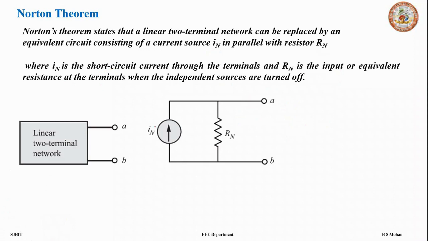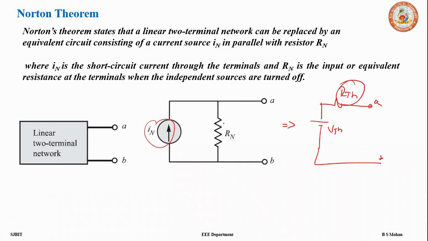As you can see, we have two terminals with In and Rn. If you convert this by source transformation, you have VTH, and in series you will have your resistance. RTH and Rn are both the same, whereas how do you find VTH? VTH is simply In into Rn. By source transformation, these two are your practical voltage source and practical current source. Source transformation can be used only for practical voltage or current sources, and source shifting is used for ideal voltage or current sources.